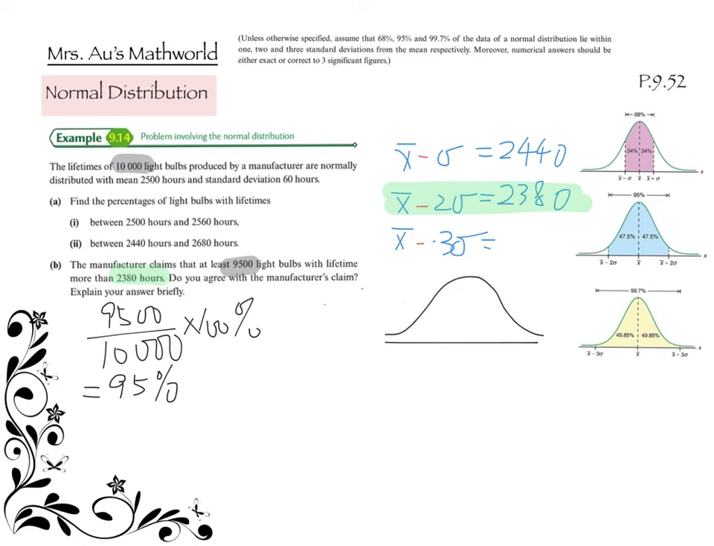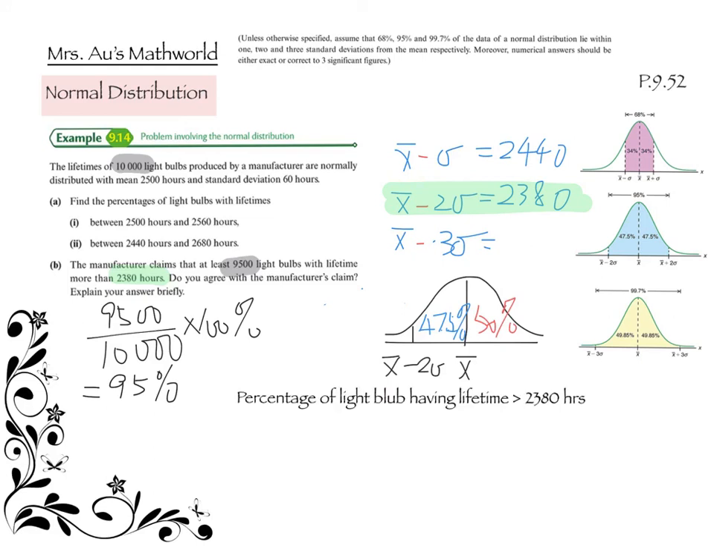Step 1, draw the bell shape. It goes to x minus 2 SD. This is x bar. For the right-hand side, 50%. For the left-hand side, x minus 2 SD, from the graph you get 47.5%. Then add these two together. You find the corresponding percentages, add them together, and you get 97.5.